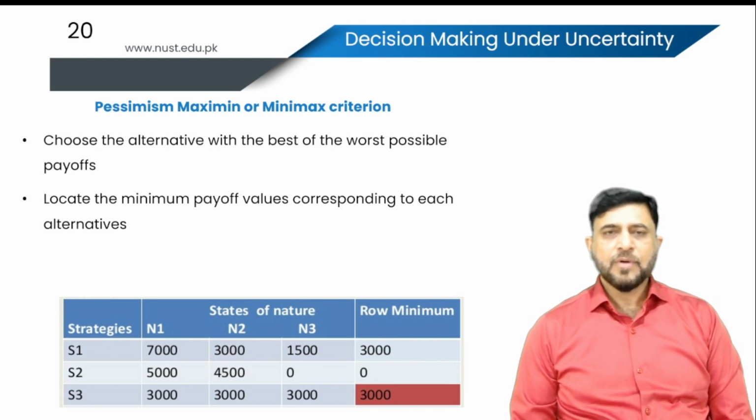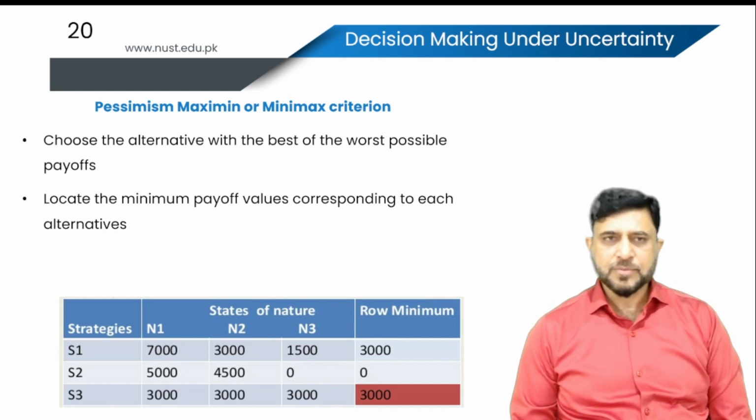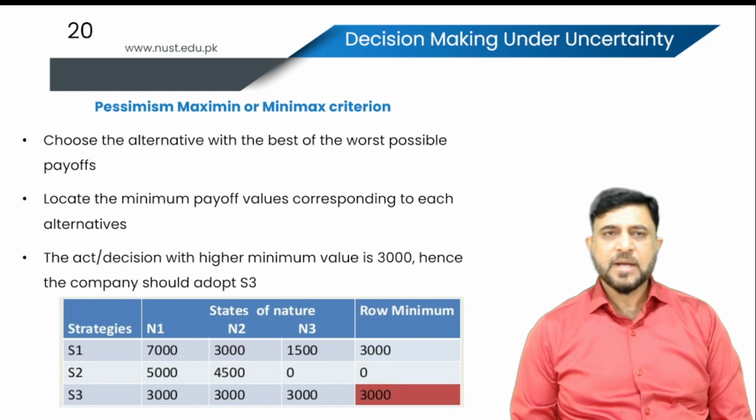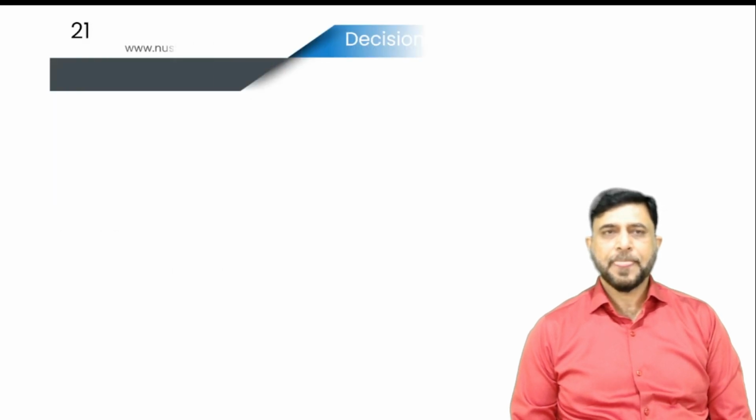Alright. So what is the maximum value? Out of these minimum values, we take the maximum value, which is of strategy S3. So with the help of the pessimism criteria, we have selected strategy S3, that is 3,000. The decision with the higher minimum value is 3,000. Hence the company should adopt strategy S3.